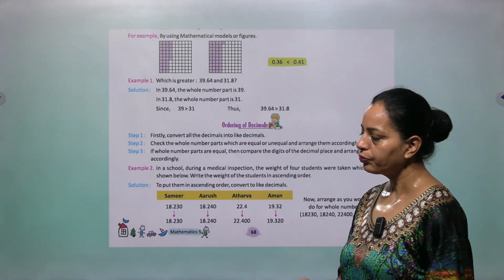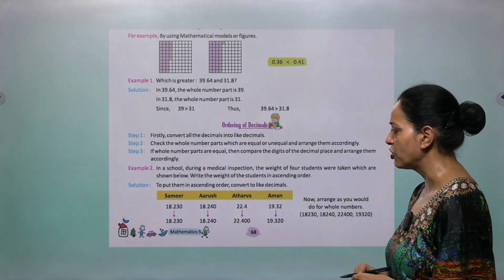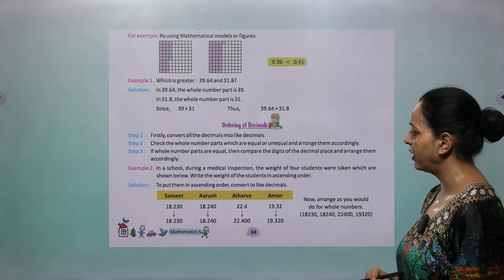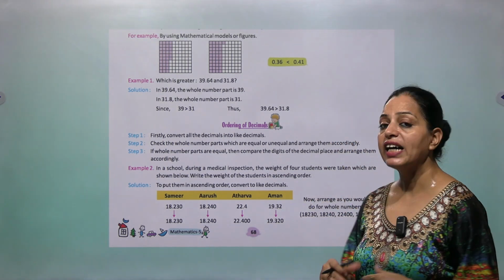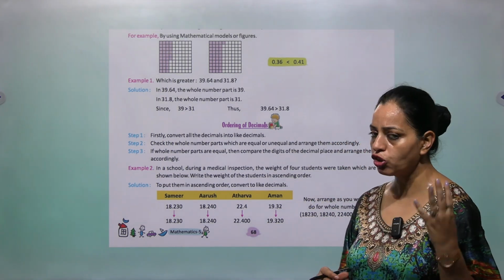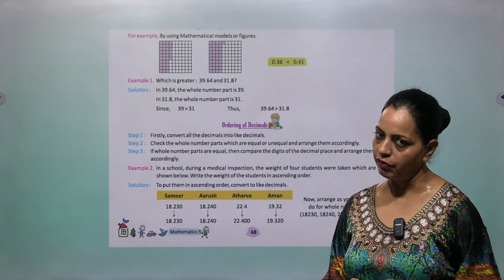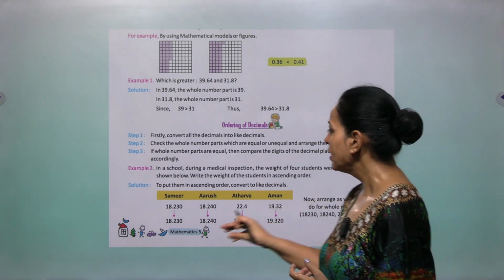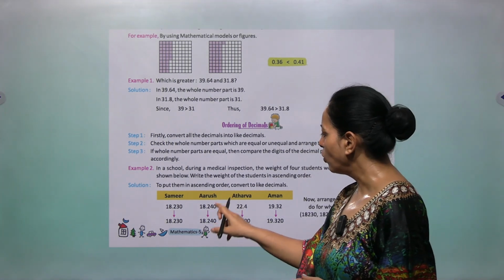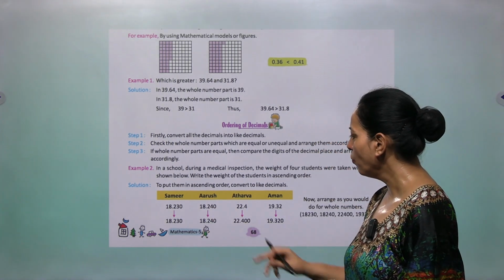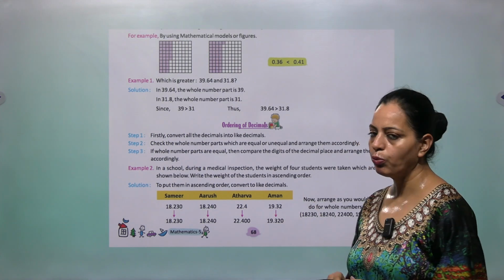So see how. Example 2. In a school, during a medical inspection, the weight of 4 students were taken which are shown below. Write the weight of the students in ascending order. 4 students हैं. So to put them in ascending order, convert to like decimals. Sameer 18.230 weight, Arush 18.240, Athar 22.4 and Aman 19.32.